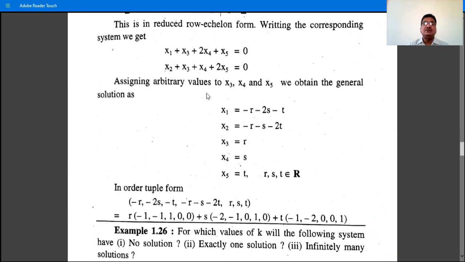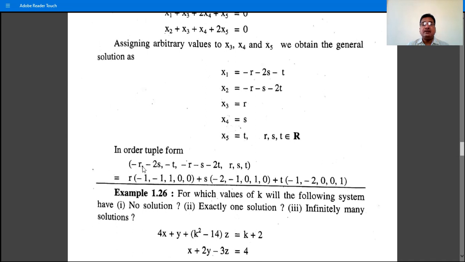So there are 5 unknowns and we have two equations. So assign any 3 unknowns. Suppose x3 is r, x4 is s, and x5 is t, where r, s, t are real numbers. Therefore, x2 is minus x3 minus x4 minus 2x5, and x1 is minus x3 minus 2x4 minus x5. Substituting the values of x3, x4, x5, we have x1 as minus r minus 2s minus t.